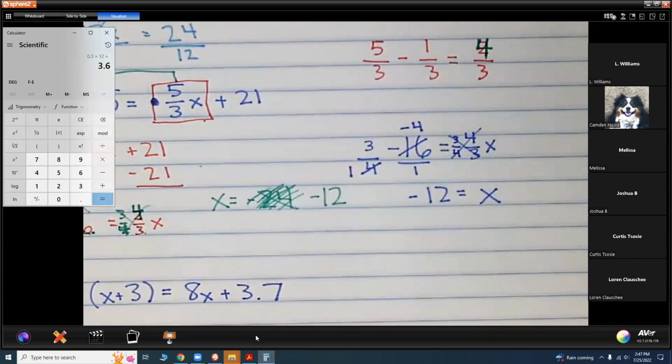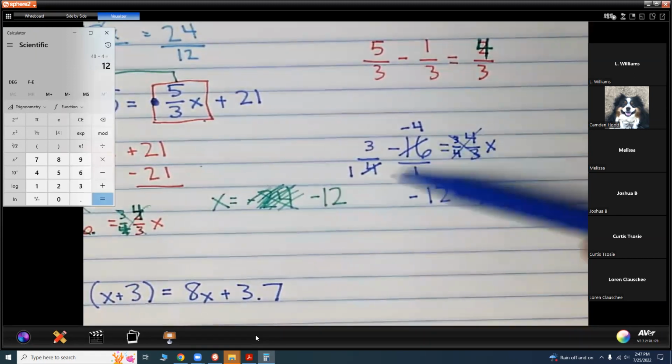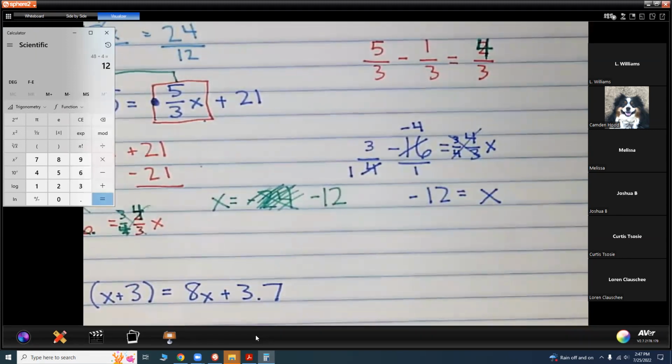Otherwise, you can do 3 times 16 divided by 4, and you get 12 as well. You can just multiply across the top and bottom. But the cross reducing just makes the calculation easier to do in your head.